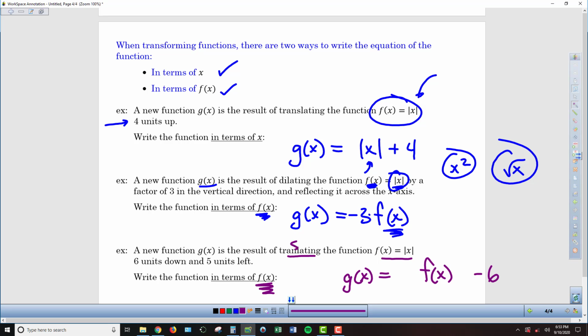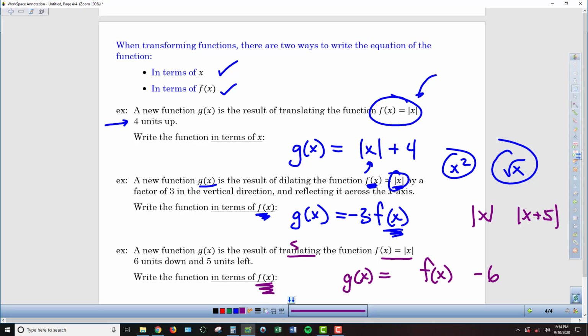And then we want to move the graph to the left 5 units. If we recall, if we were writing this in terms of x, so if we had an absolute value of x, and we wanted the graph to move to the left, we'd have to add or subtract something on the inside. If we want to go to the left, we're going to add. It's the opposite of the positive and negative sign that we would expect. So we would write absolute value of x plus 5, and that would move us 5 units to the left.